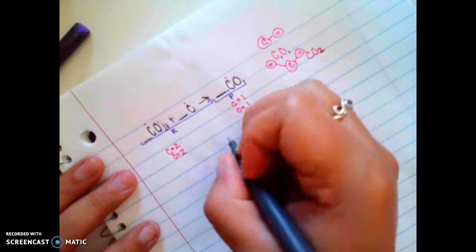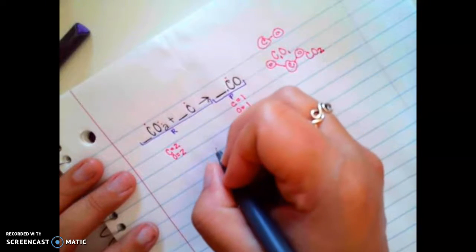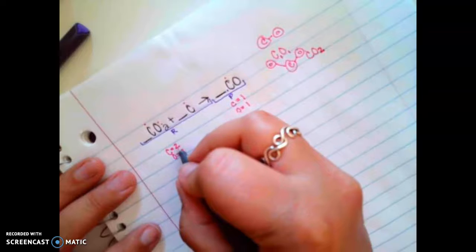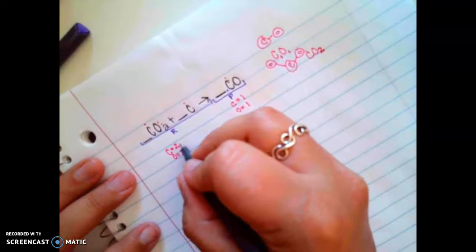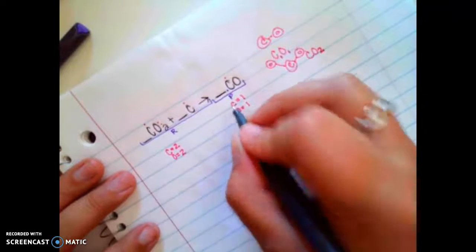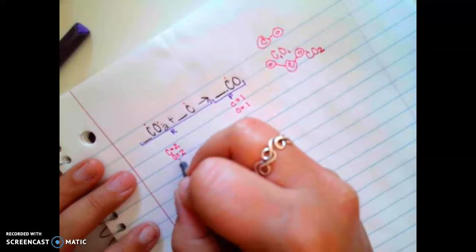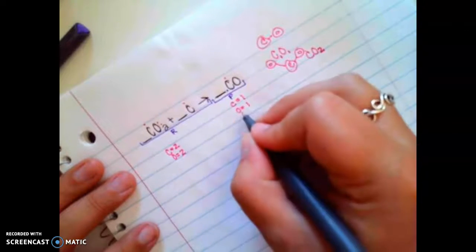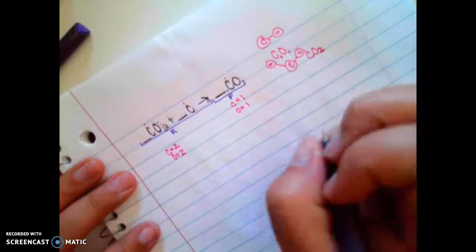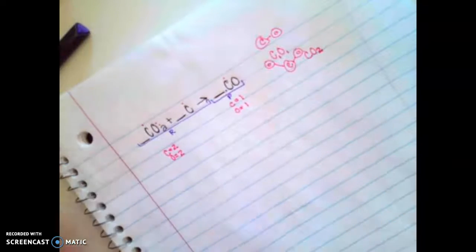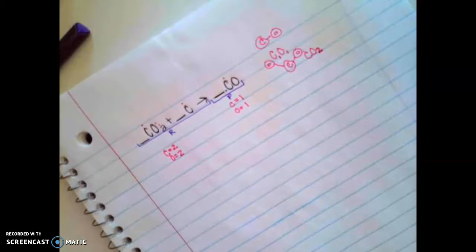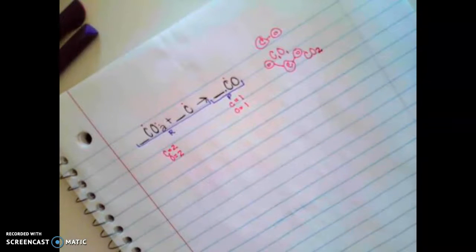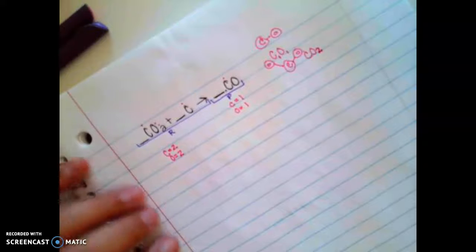So my question to you is, is my chemical equation balanced? The answer is no, because we don't have the same number of carbons on each side. We have 2 carbons on the reactant side and 1 on the product side, and we don't have the same number of oxygens. We have 2 on the reactant side and 1 on the product side. That means we need to move on to step number 3, which is to add a coefficient to balance these out.